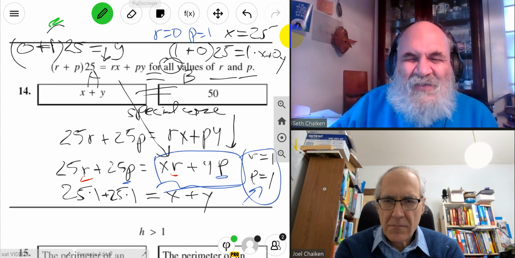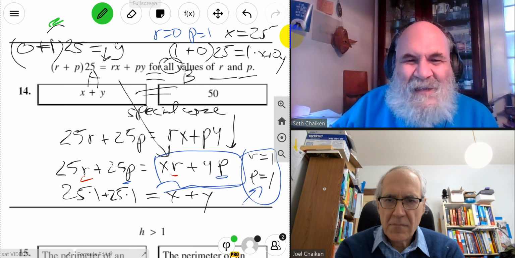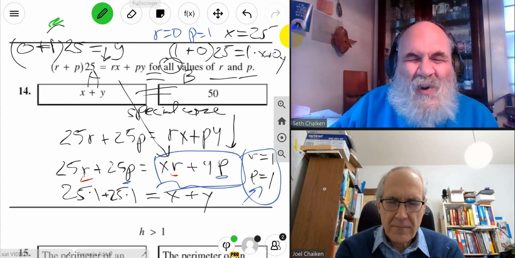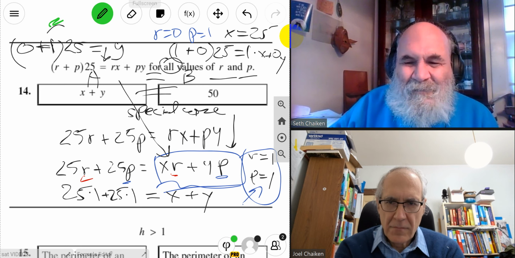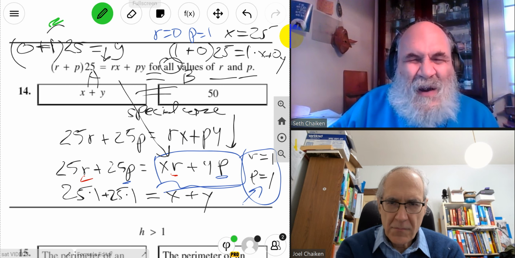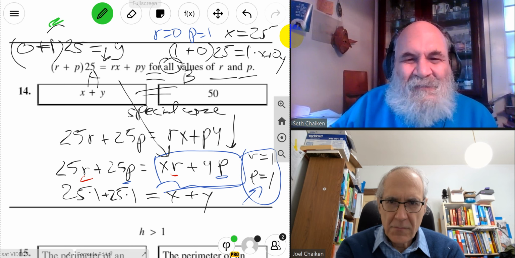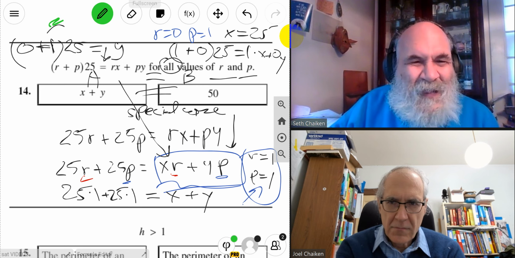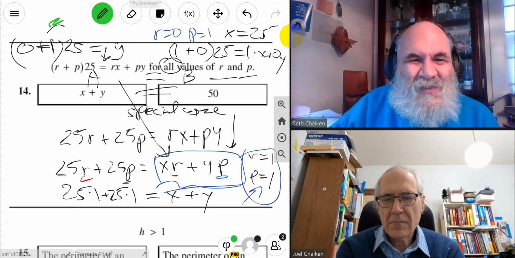So that's the first method. Second method, I found what x was, and then I found what y was, and then I added what I found. I found it by applying this fact to r equals 1 and p equals 0. I found that x equals 25, and applying it for r equals 0 and p equals 1, y equals 25.